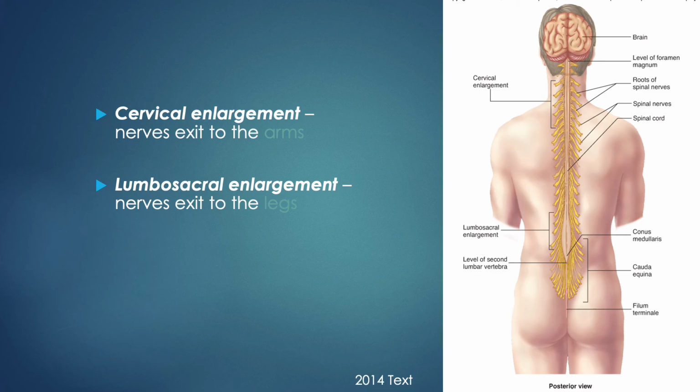The image that you see on the right is from the same textbook that we use, except from a previous edition that was published in 2014. But I really like this image because it shows you in a very simple schematic the 2 enlargements of the spinal cord. So at the most superior aspect, we have the cervical enlargement, and then more inferiorly, we have the lumbosacral enlargement. So I hope that you can identify those as they're labeled on the left side of the image. So the cervical enlargement is there because we have multiple nerves that are exiting, and they are sending nerves to the arms. The lumbosacral enlargement is going to be larger too because we have a lot of nerves exiting to the legs.